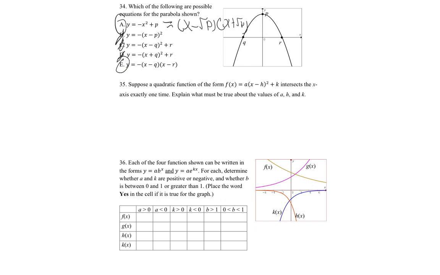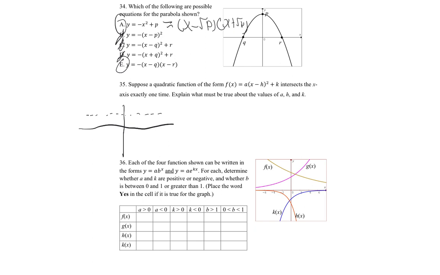Okay, so now on to 35. Suppose a quadratic function of the form f of x equals a times (x minus h) squared plus k intersects the x-axis exactly one time. Explain what is true about the values of a, h, and k. So I think it's important to think about this as it's in vertex form. What does a vertex mean?